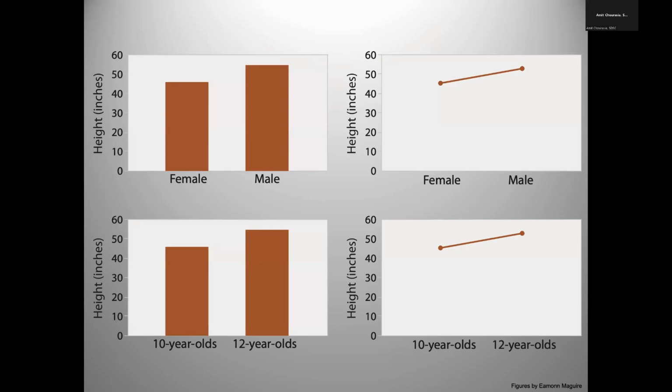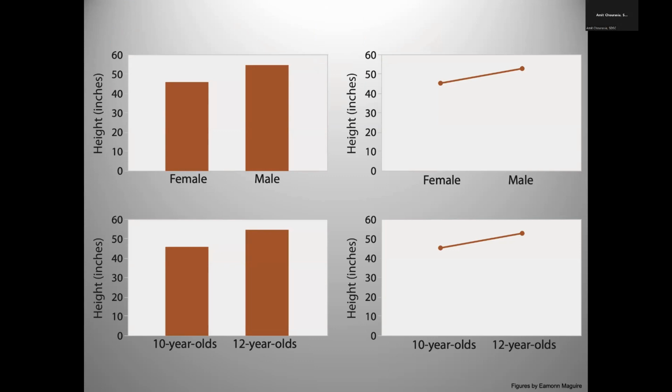Sometimes people can make a mistake and use the wrong idiom. So at the lower right hand corner, you see a 10-year-old and a 12-year-old. The height is depicted with a line chart. The 10-year-old height is less than the 12-year-old's, which is perfectly fine being depicted by a line chart. But it's wrong to depict the top right chart, where you have male and female heights, as a line chart.